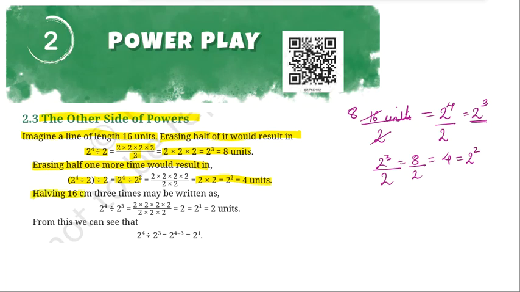Now halving 16 centimeters 3 times may be written as 2 to the power of 4 divided by 2 to the power of 3, which is just 2, right? So 2 units will be the answer, and we can write 2 to the power of 1. From this we can see that 2 to the power of 4 divided by 2 to the power of 3 is equal to 2 to the power of 4 minus 3, which is 2 to the power of 1.